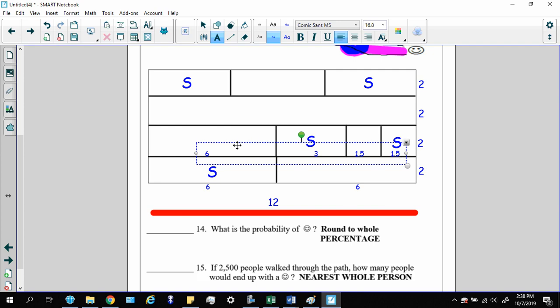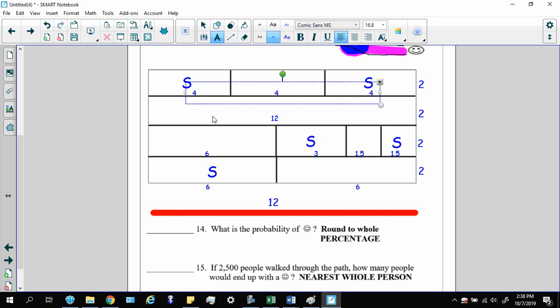Move that down a little bit so you can see. All right, this right here would have to be 12. This right here would have to be 4. Put that a little closer so you can see it. This would have to be 4. This right here would have to be 4.